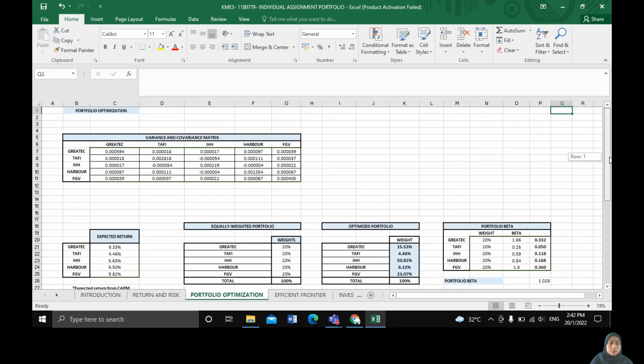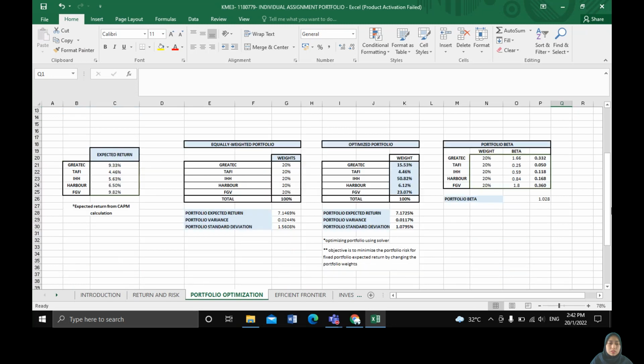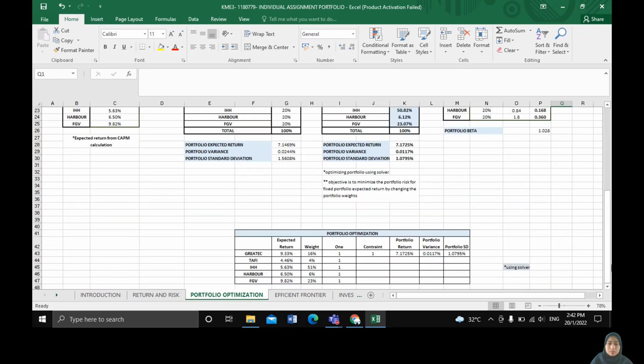Next, portfolio optimization. All the data was taken from the previous sheet, so let's focus on the portfolio optimization. This table uses the Solver formula that consists of expected return, weight, 1 constraint, portfolio return, portfolio variance, and portfolio standard deviation. The purpose of Solver is to find an optimal, which is a maximum or minimum value, for a formula in one cell. So as we can see, this is my new weight for each company.